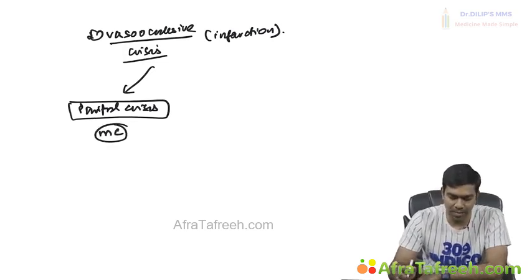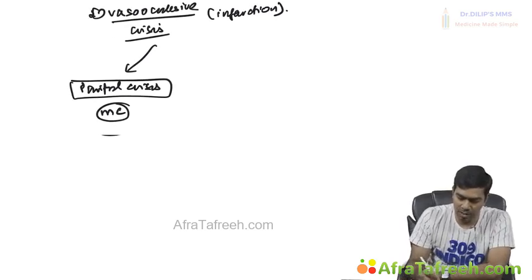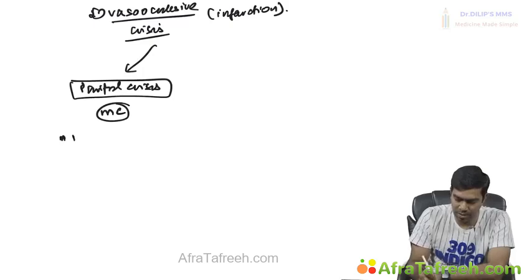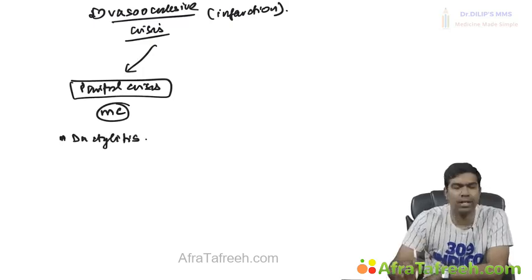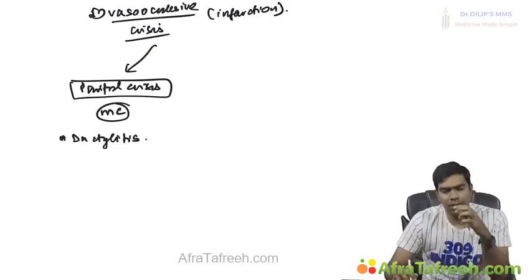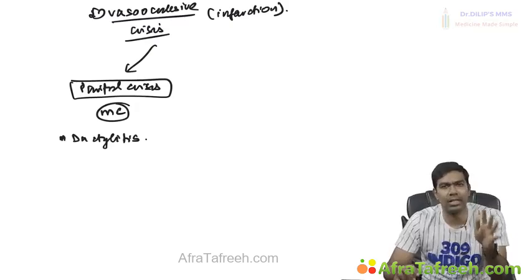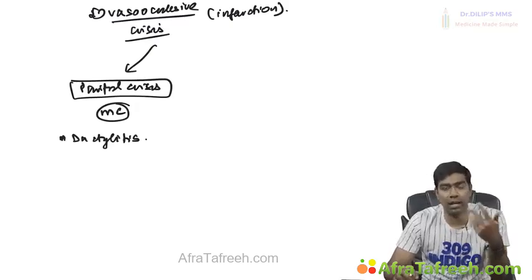So what happens in a painful crisis is very commonly there are 2-3 things which might happen. The first thing is dactylitis. Dactylitis is also referred to as hand-foot syndrome in sickle cell disease patients. Hand and foot syndrome, not mouth, sorry. So that is specifically called hand-foot syndrome with regards to sickle cell disease.